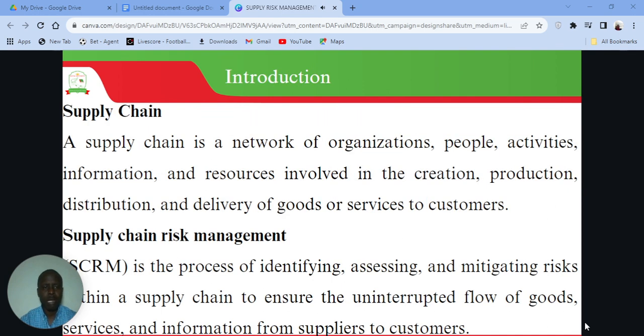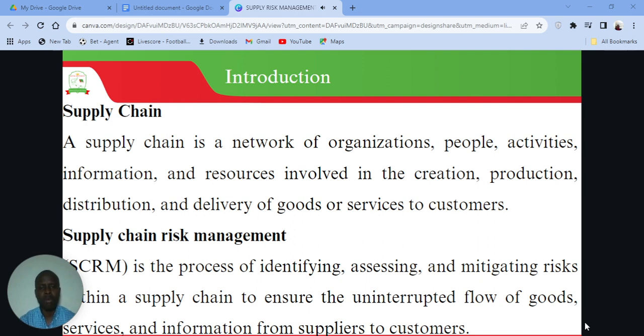We begin, of course, by defining what it is that we are calling supply chain. It is simply a network of organizations, people, activities, and resources that are involved in the creation, production, and delivery of goods and services. So those aspects that you have just mentioned there will form what we call a chain, because an organization has to be involved.